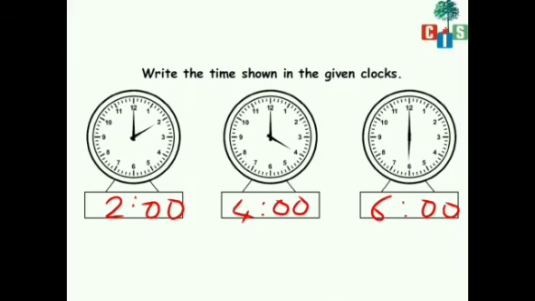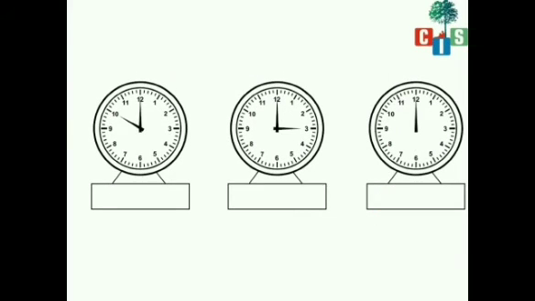Now next, the short hand is on 10. It means the hour hand is on 10 and the minute hand is on 12. So the time is 10 o'clock. Written. Next, 3 o'clock. The short hand is on 3 and the long hand is on 12. So write 3 o'clock.